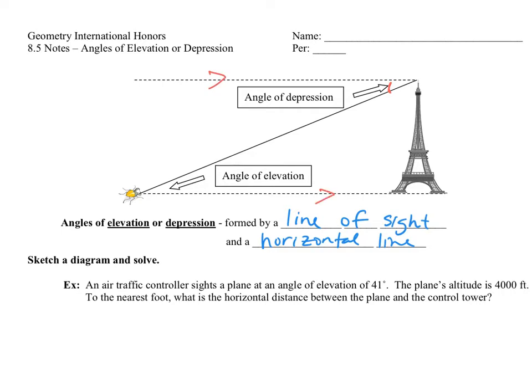And so what do we have? We have some parallel lines that are cut by a transversal. So these angles, one being an angle of depression and one being an angle of elevation, would be congruent to each other. Remember, when parallel lines are cut by a transversal, then alternate interior angles are going to be congruent to each other. Okay, so now that we know what an angle of depression and angle of elevation is, let's take a look at some examples.